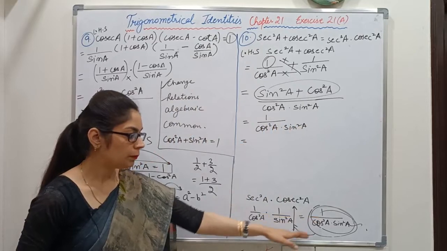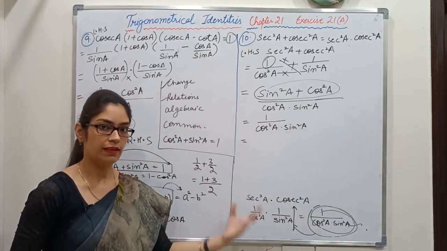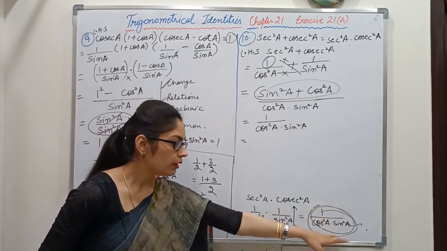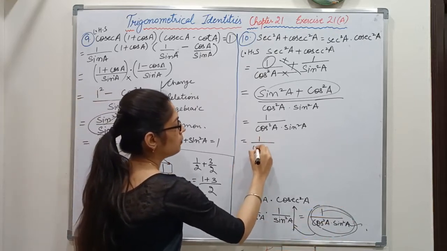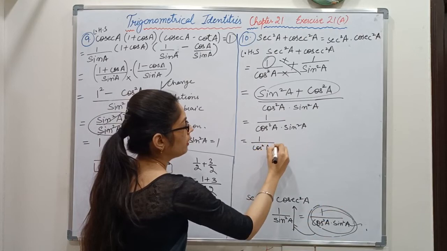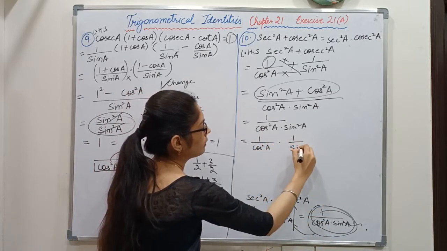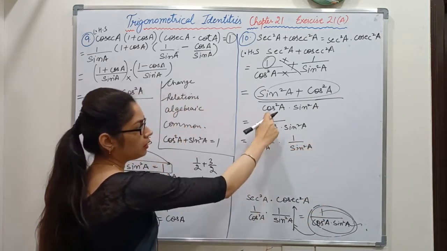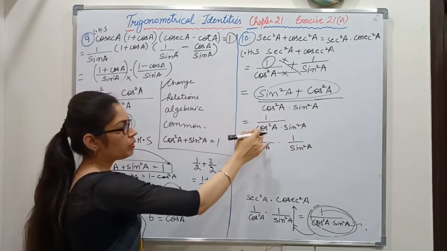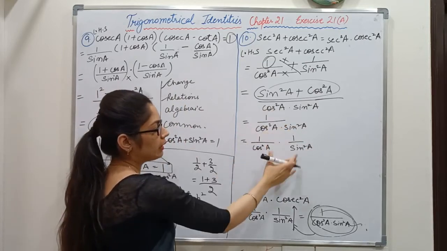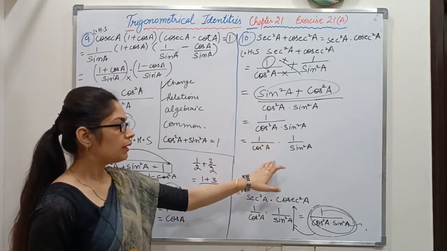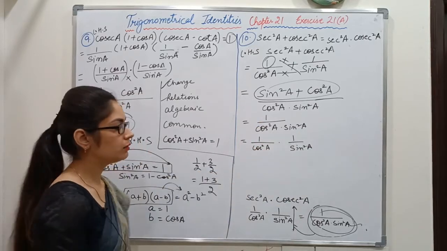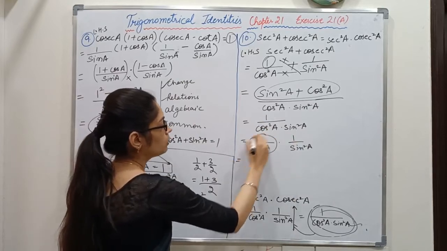Now I told you we will move backward. What we analyzed at the starting, we have got this. Now let's move backward from here. So we can write this as 1 by cos square A into 1 by sin square A. Separately I have written, because we can write 1 into 1, 1 over cos square into sin square, same thing. So I wrote it as 1 by cos square A into 1 by sin square A.